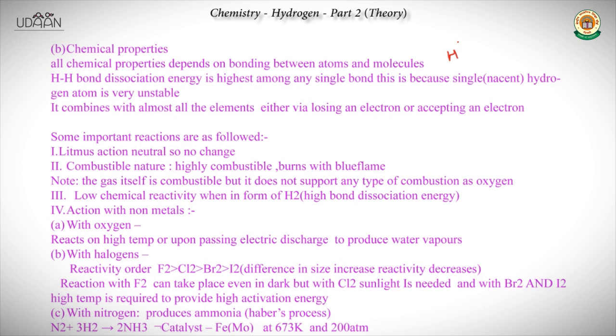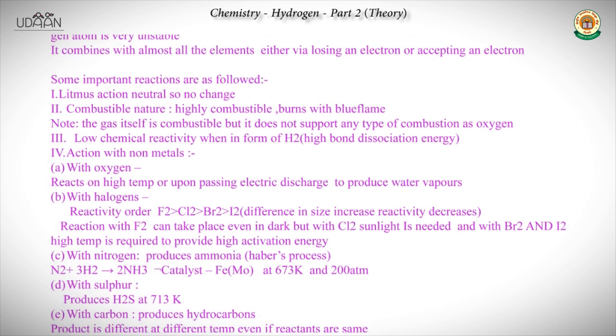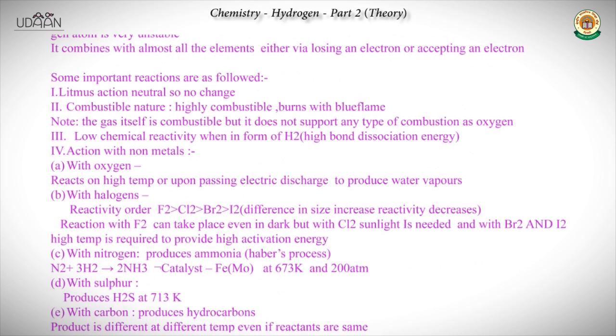Now we see some important reactions of hydrogen. Based on these chemical properties, we will see some important reactions. First one is that hydrogen is neutral, so there will be no change on litmus. The litmus paper test will be neutral, no change in the color.